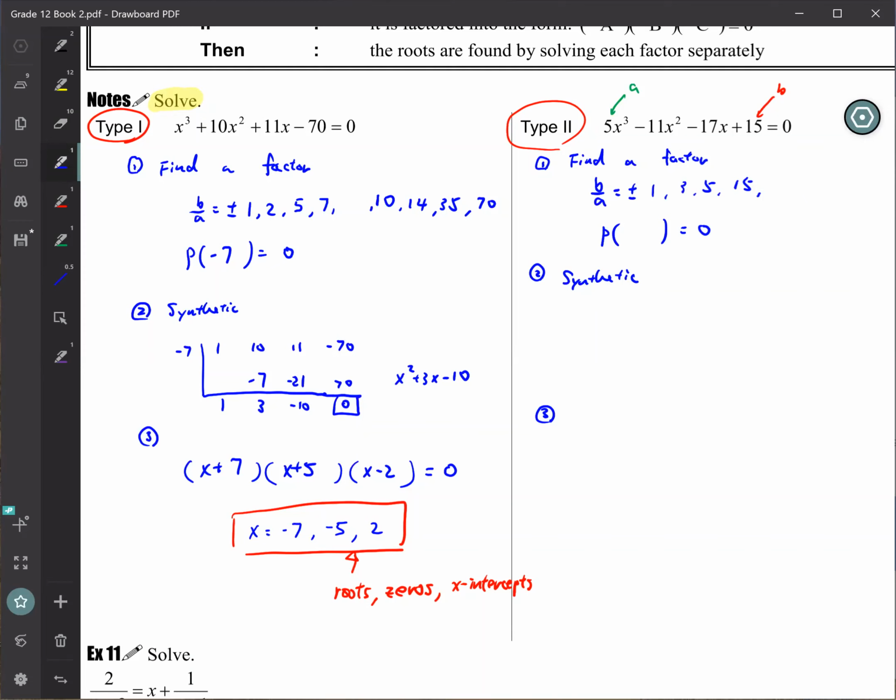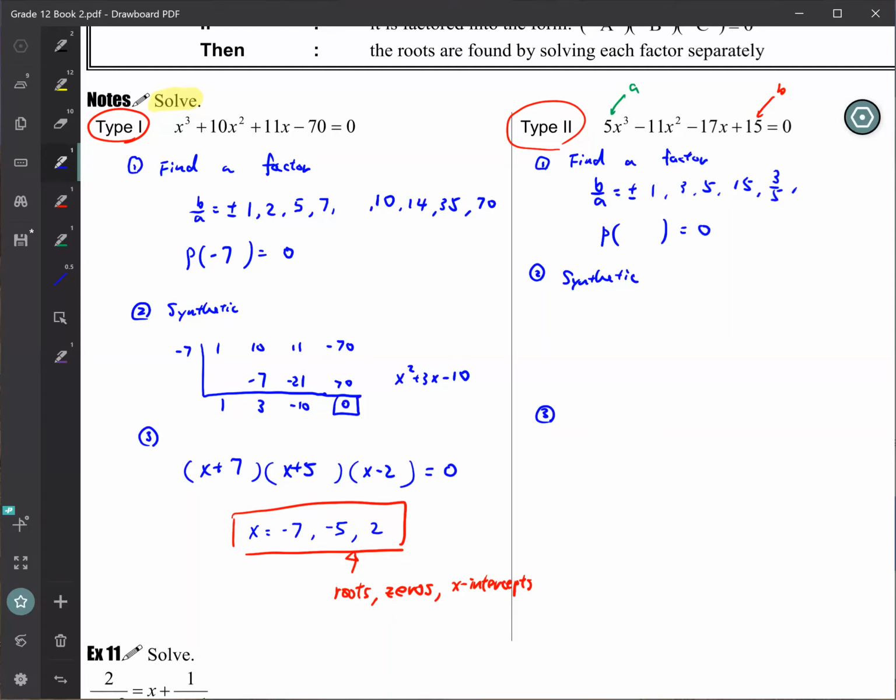So what else is missing? 1, 3, 5, 15. What else? Oh, 3/5. 3/5. And that's it. I think so. Okay. Yep. Then you just pick from there.